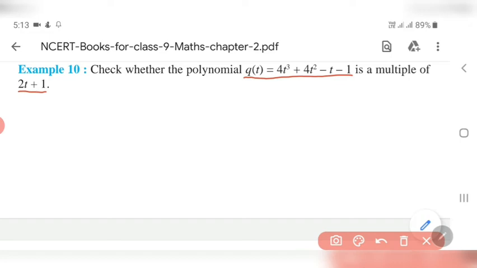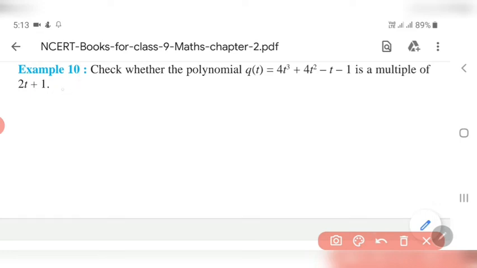So when will it be a multiple of 2t + 1? When q(t) is a multiple of 2t + 1, if the remainder is 0, you understood? If the remainder is 0, then we can tell that q(t) is a multiple of 2t + 1. I hope you understood. So let's see.